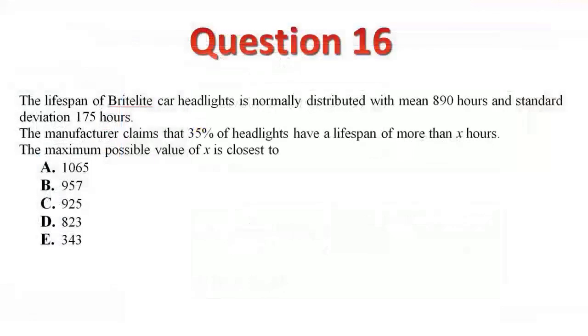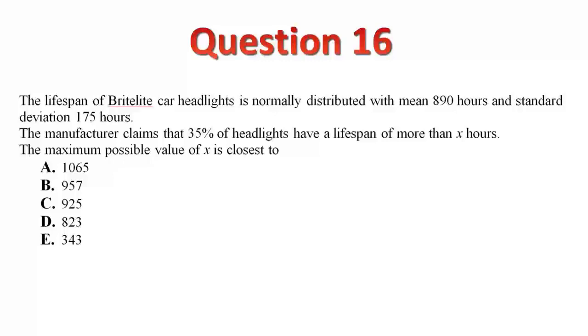Okay, question 16. So this time it involves the normal distribution, similar to a question in 2012. So the lifespan of bright light car headlights is normally distributed with a mean of 890 hours and a standard deviation of 175 hours. The manufacturer claims that 35% of headlights have a lifespan of more than X hours. The minimum possible value of X is closest to.